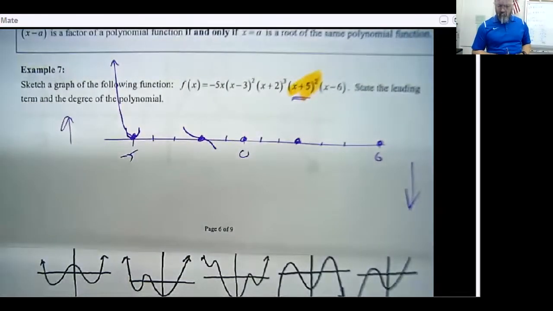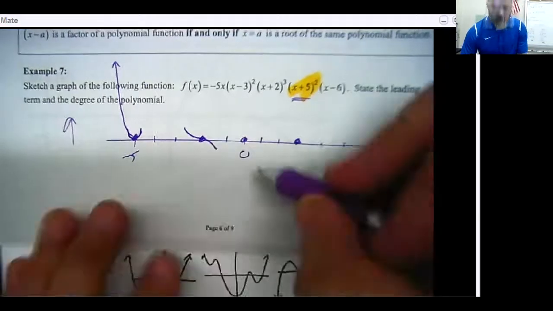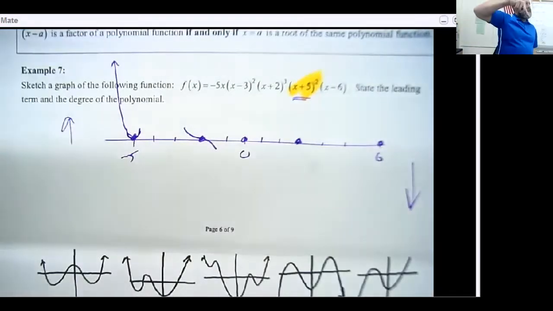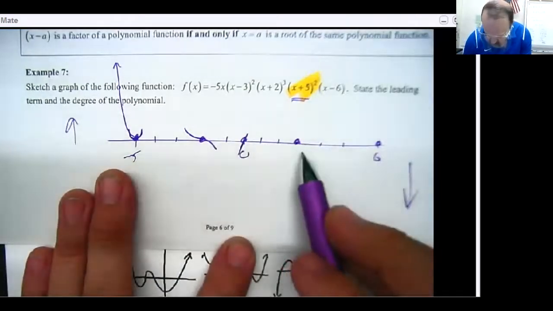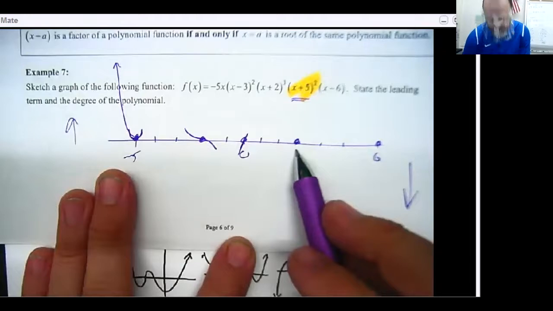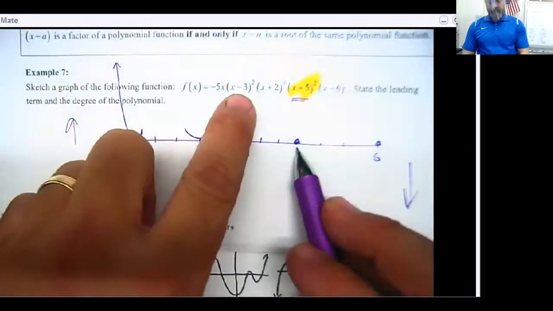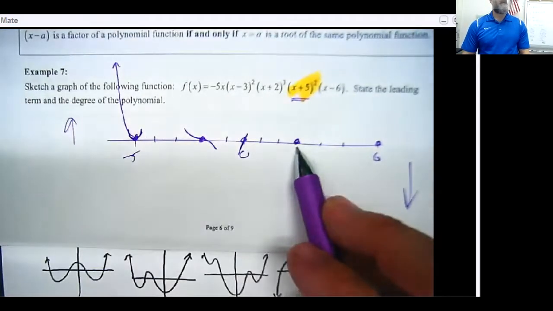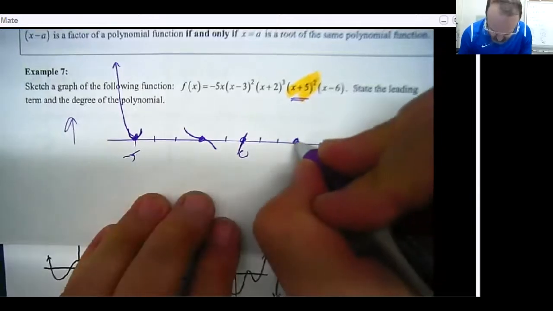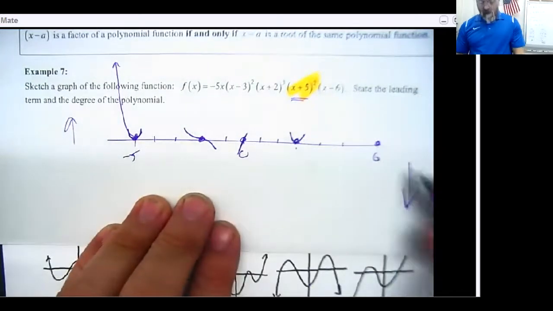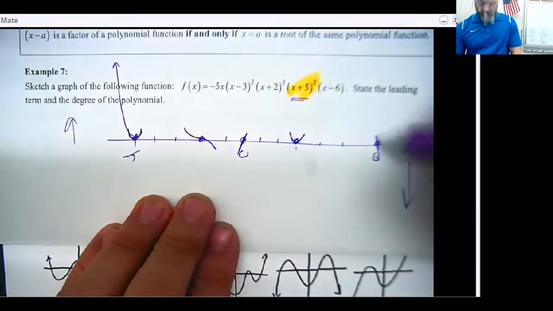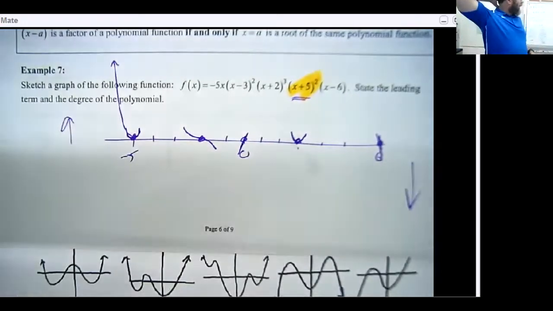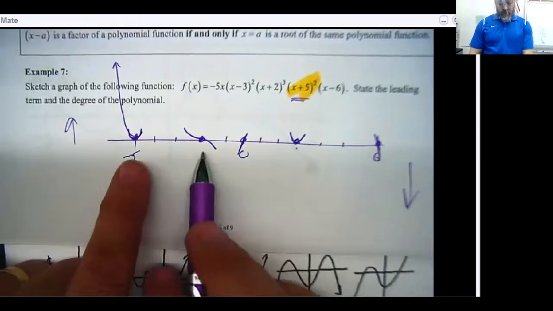How about at 0? What's it going to do at 0? Straight line. Going down to up or up to down? It's going to be down to up. And then at, let's see, this one was 3. A little parabola again. So what's going to happen? An up parabola. And last but not least, what happened at 6? It's a line.